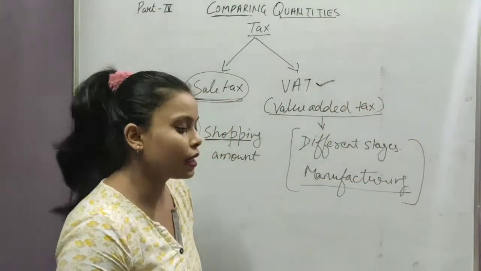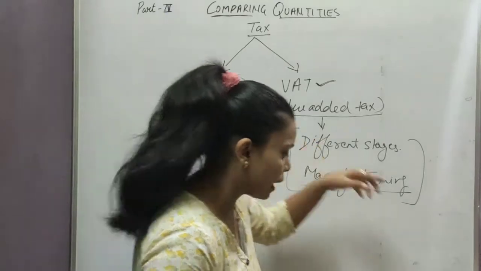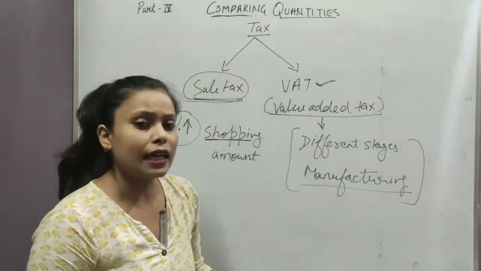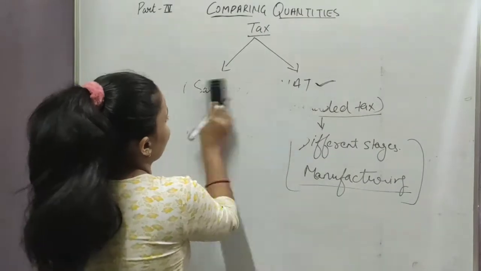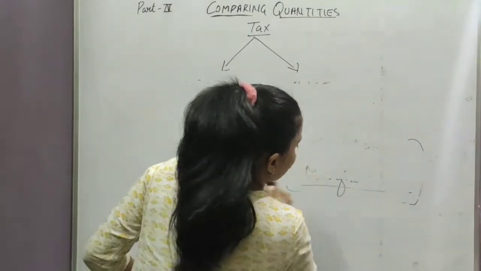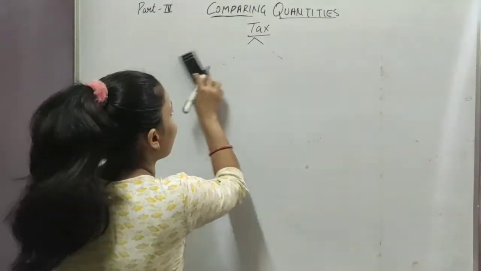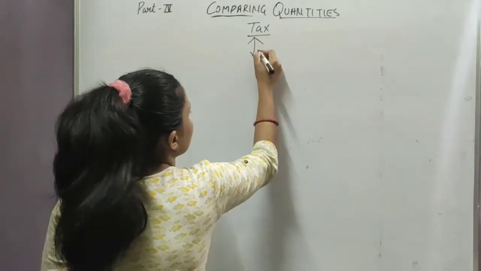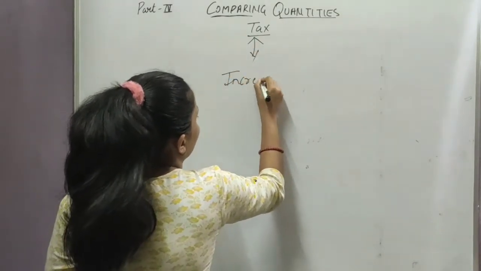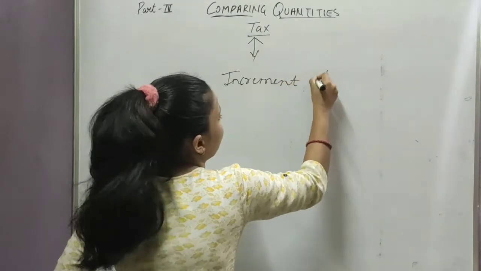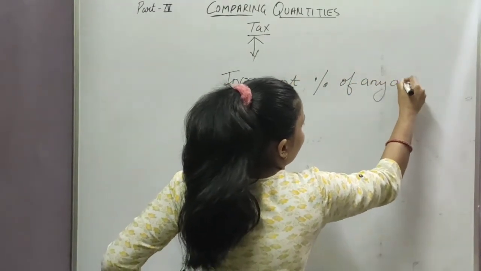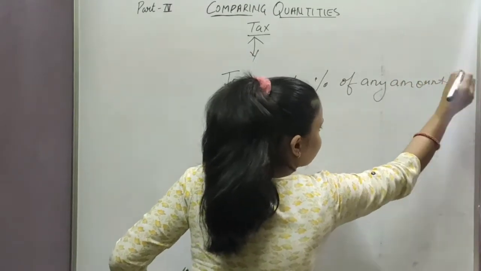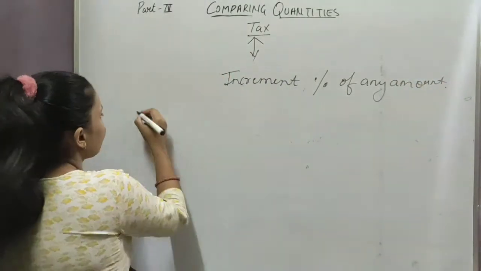But in your book there is no difference between VAT and tax. Basically tax is just an increment in the amount, right? So we can say that tax is an increment percentage of any amount. Okay, let's take an example for it.